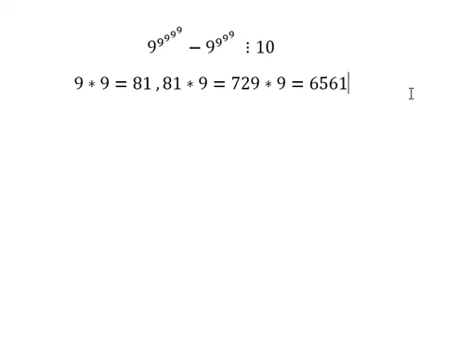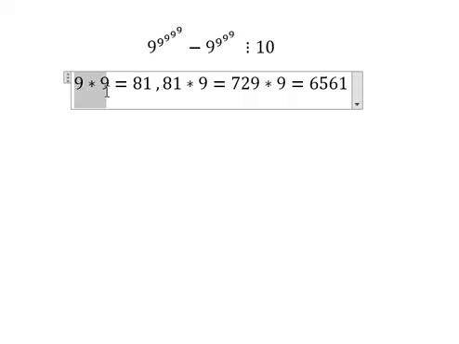So if we use two 9s, you get 81. If we use three 9s, you get the last digit 9. If you go to four 9s, we have the last digit 1.